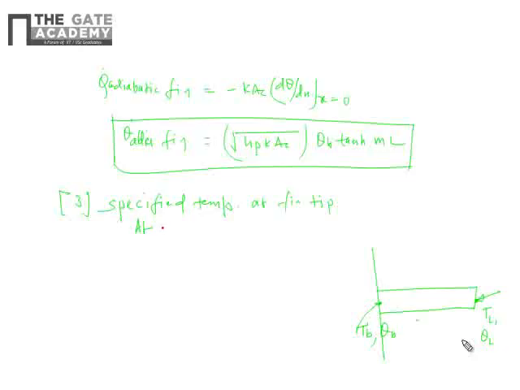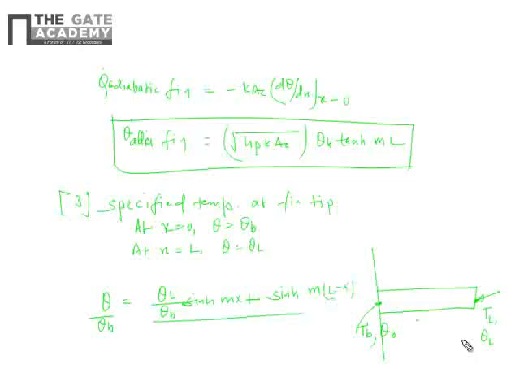So the boundary conditions are at x equal to 0, theta is equal to theta b, and at x equal to L, theta is equal to theta L. If we substitute these into the general equation, we will get the values of c1 and c2, and the temperature variation will look like theta upon theta b equal to theta L upon theta b sinh mx plus sinh m(L minus x), upon sinh mL.